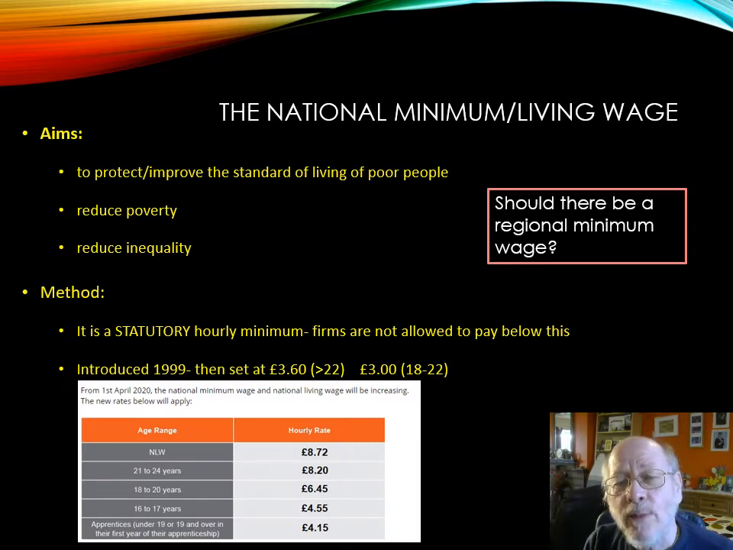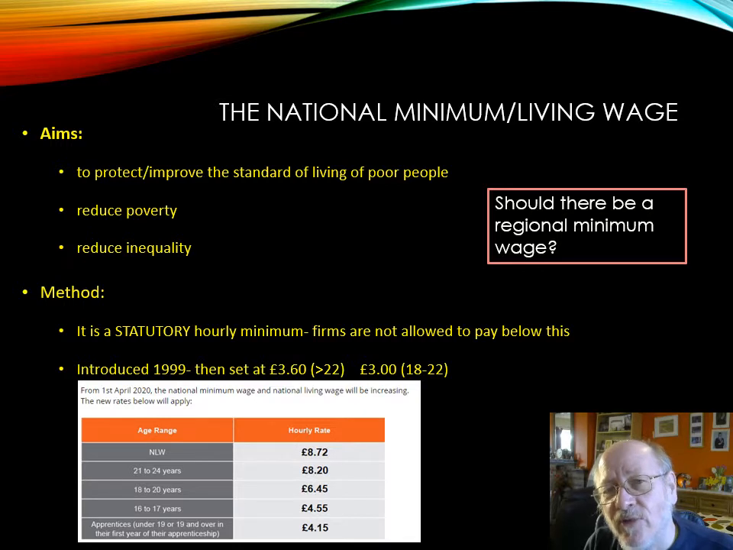Well, the national minimum wage was introduced primarily to improve the standards of living of poor people. It's statutory, that means it's backed up by law, so firms who don't do it can be fined. It was introduced at a level of £3.60 an hour for most people in 1999 and currently sits at £8.72 an hour for most people. Younger people get less than this, for reasons that we're going to touch upon a bit later.